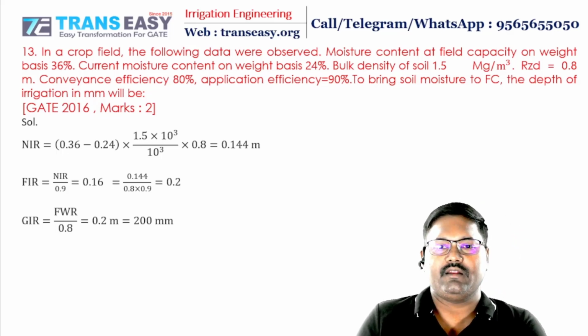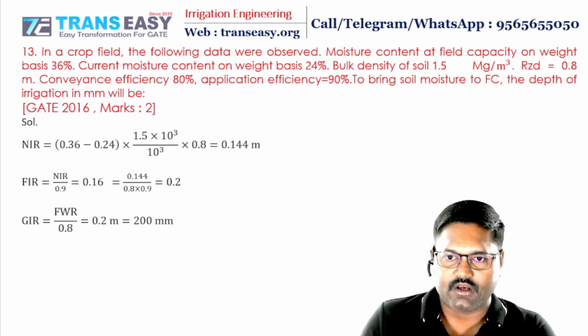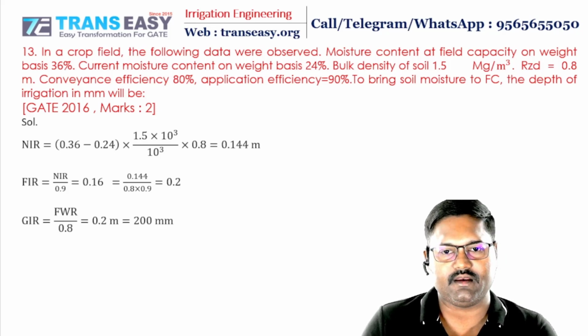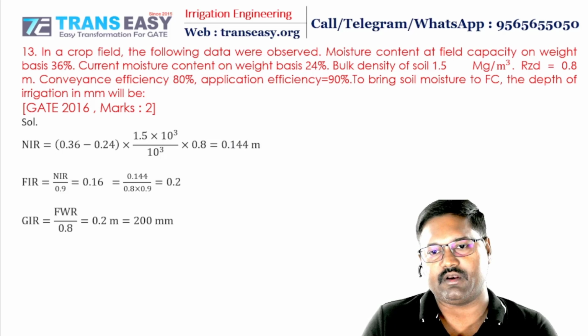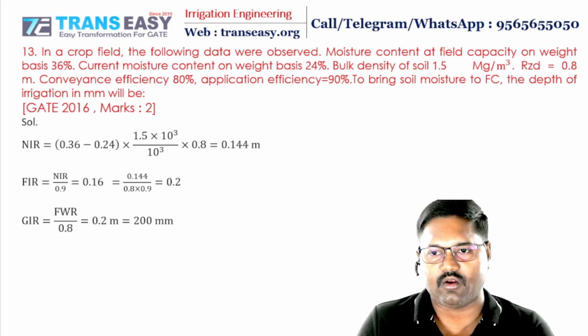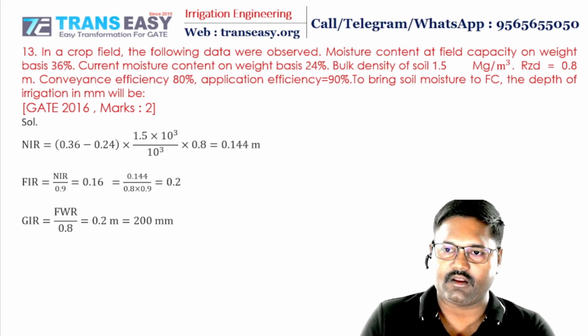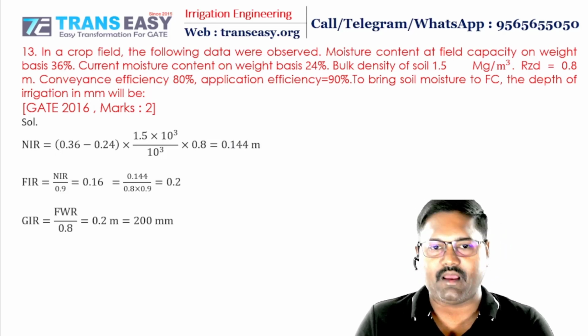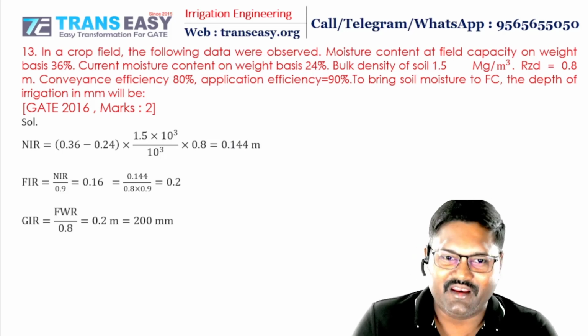In a crop field, the following data were observed. Moisture content and field capacity on wet basis 36%, current moisture content on wet basis 24%, bulk density of the soil 1.5 megagram per meter cube, root zone depth 0.8 meter, conveyance efficiency 80%, application efficiency 90%. To bring the soil moisture to field capacity, the depth of irrigation in mm will be.